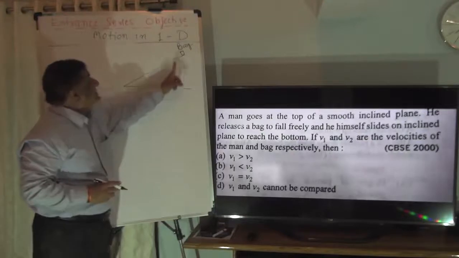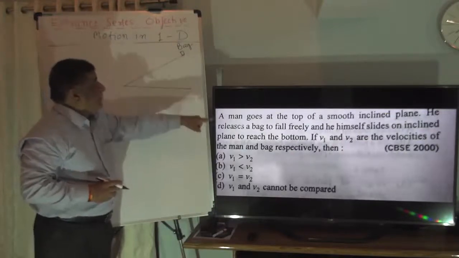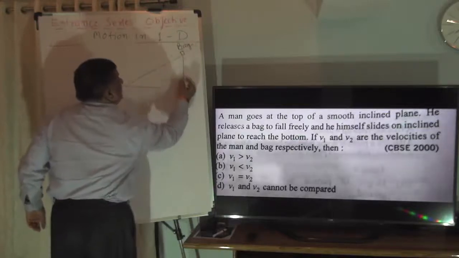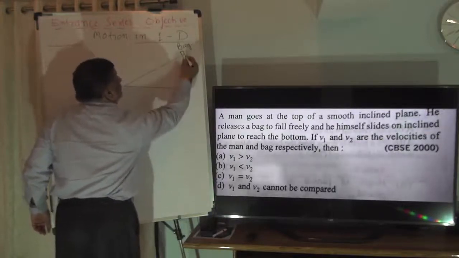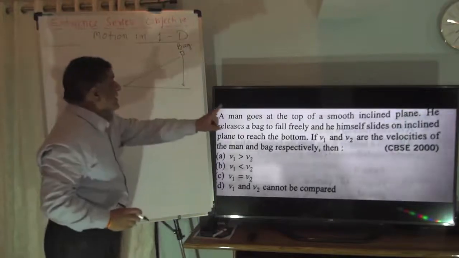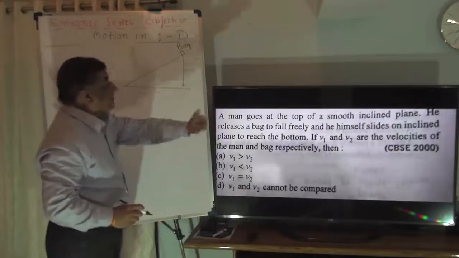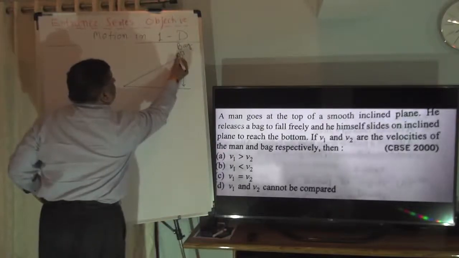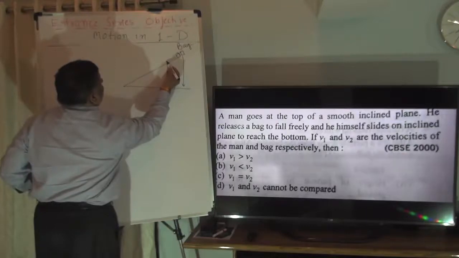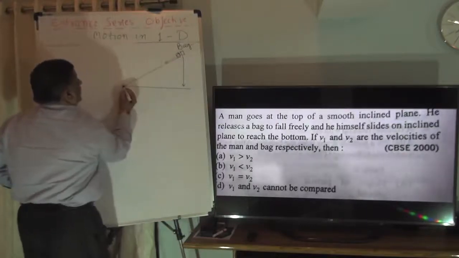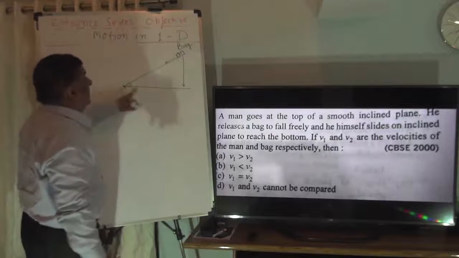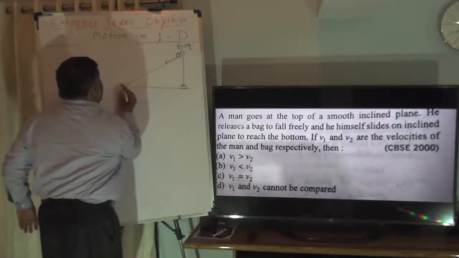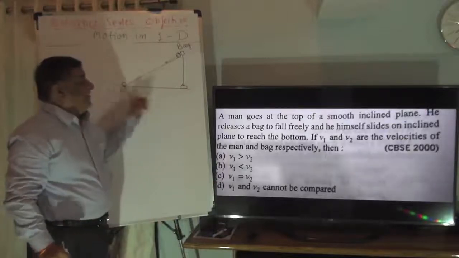He released a bag to fall freely. This is falling freely. And he himself slides on the inclined plane to reach the bottom. Here is the person, and he is sliding himself to reach this point. It has reached this point, and both have got the same level.